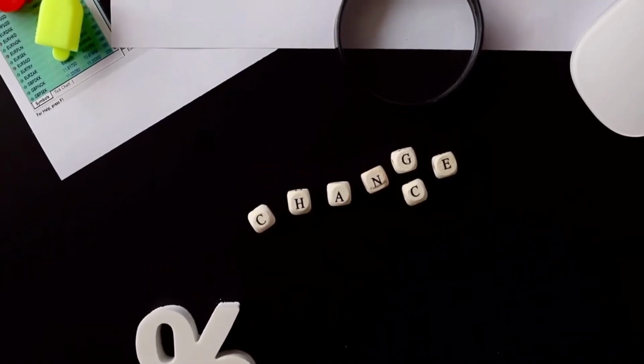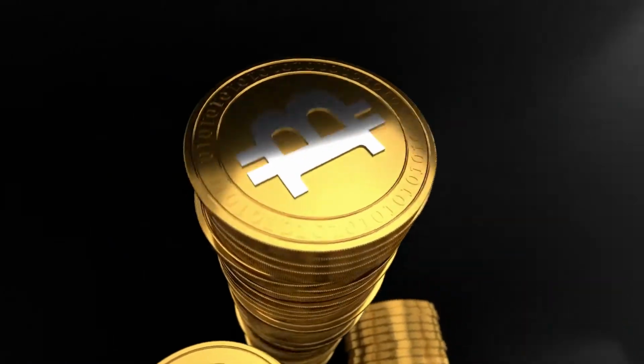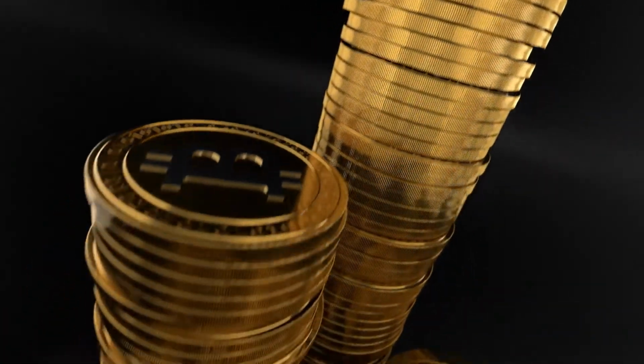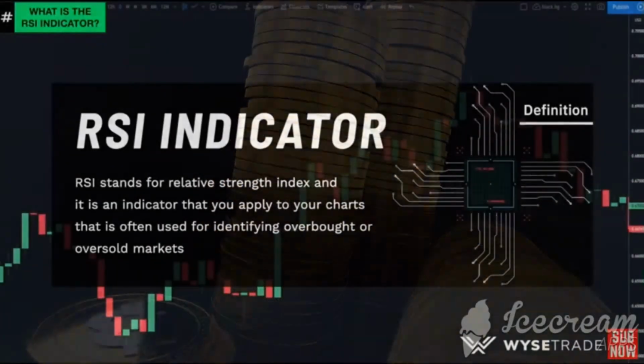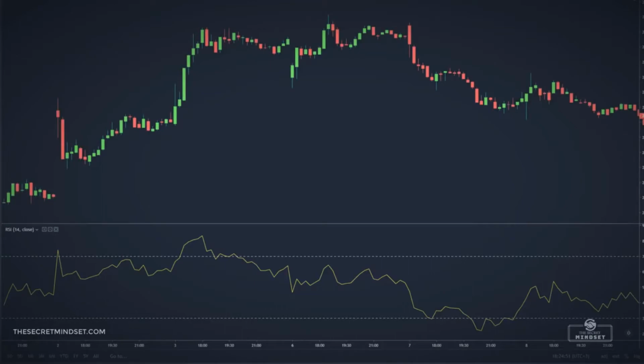The RSI provides signals that tell investors to buy when the security, the pair, or the currency is oversold and to sell when it is overbought. It is often used for identifying overbought or oversold markets. It's an overbought, oversold indicator.